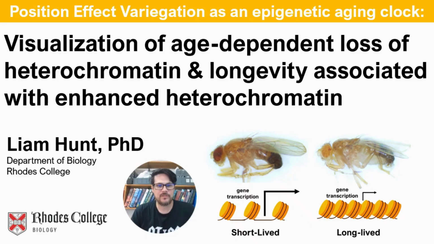I'm an assistant professor at Rhodes College, which is located in Memphis, Tennessee in the US. And today I was going to talk about some research that I've been doing with undergraduate students here. We're a predominantly undergraduate institute, which is looking at this epigenetic phenomenon called position effect variegation and how we can use it to visualize age-dependent changes.